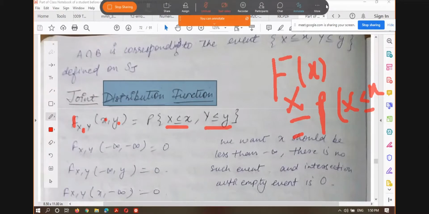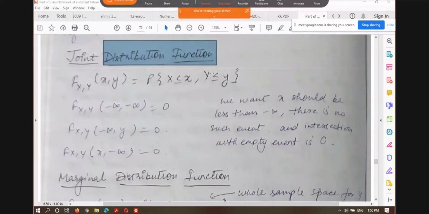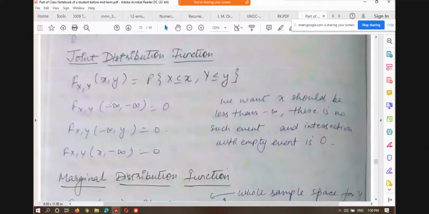Other properties are also similar to what we have seen for the case of a single random variable. If x and y both are minus infinity, then this probability is zero, because there is nothing there for intersection. If one of them is minus infinity, like x is minus infinity, it means this event is empty, and the intersection of an empty event with this is empty, and finally you get zero probability. So if y is equal to minus infinity, it means this event is empty, and the intersection of an empty event with any event is again empty, and the probability is zero.